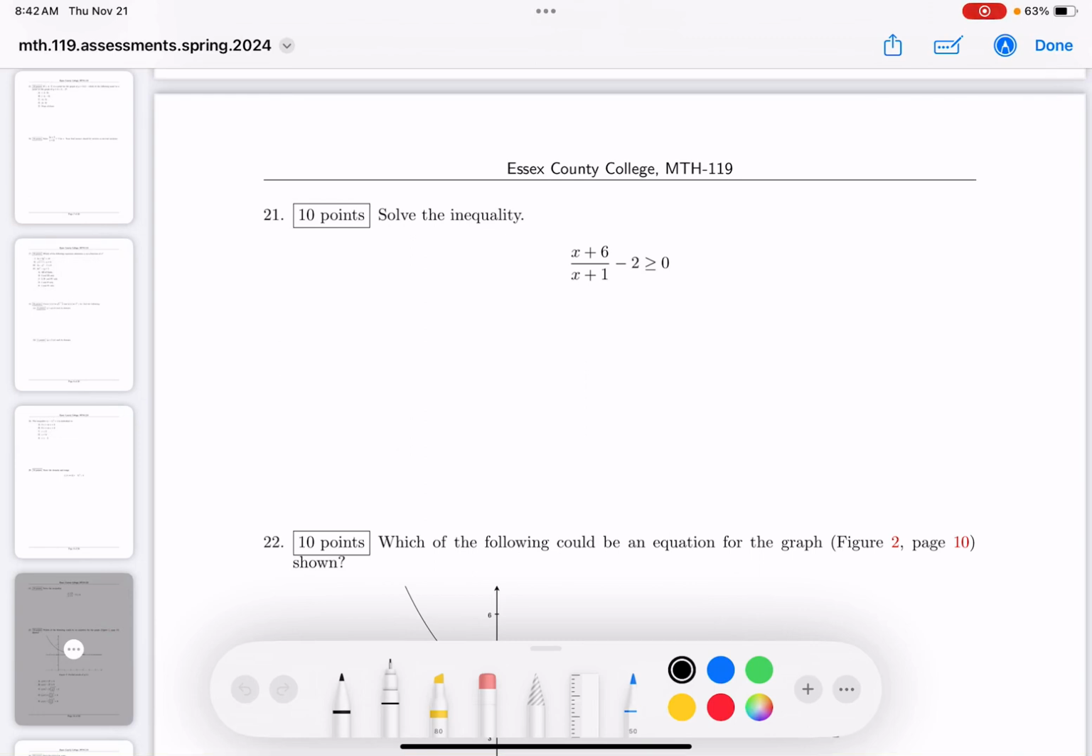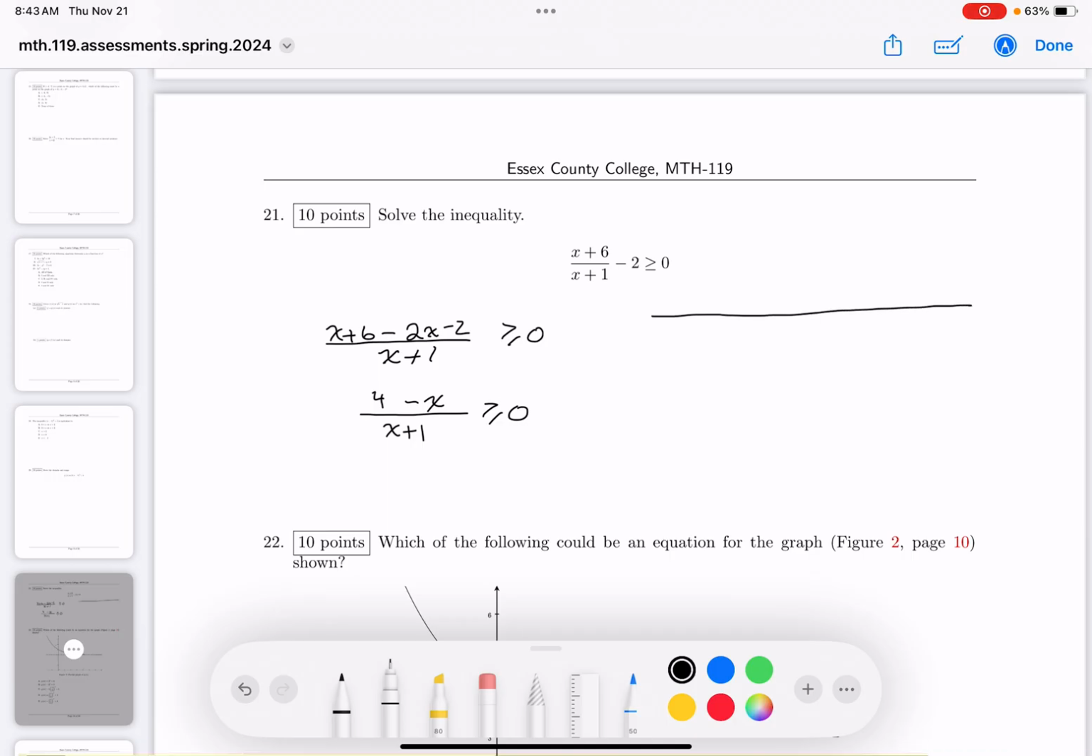Okay, solve the inequality. This is number 21. Let's take a look. What do you get over here? x plus 1. I'm going to get one term. And what do you get there? You get x plus 6 minus 2x minus 2, x plus 1. And that's going to be what? 4 minus x.